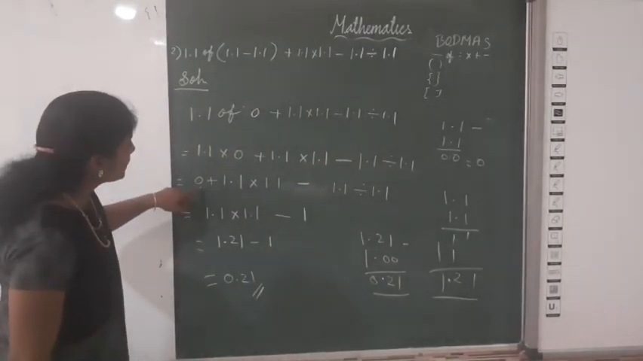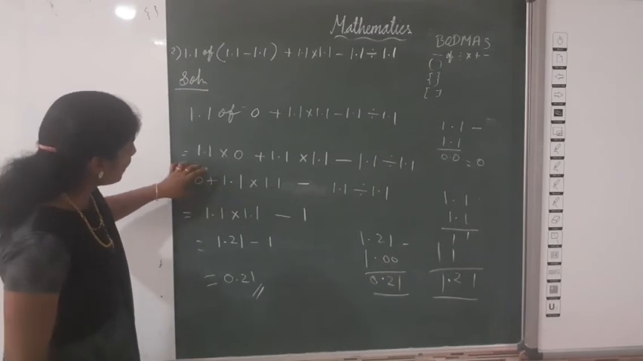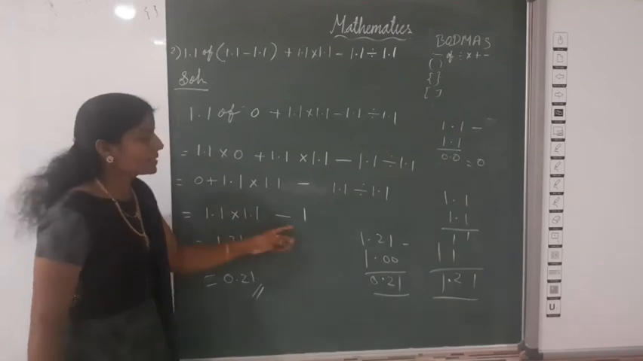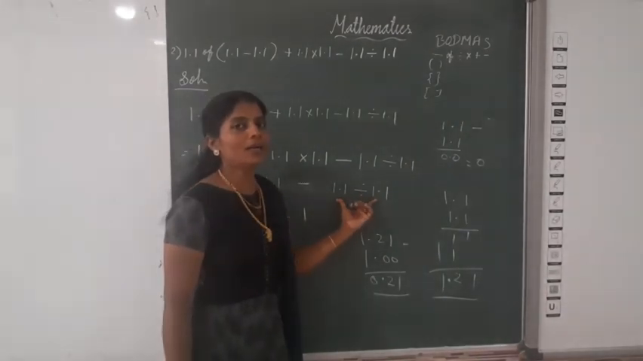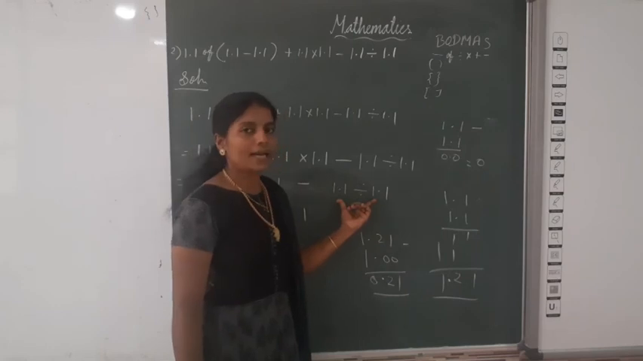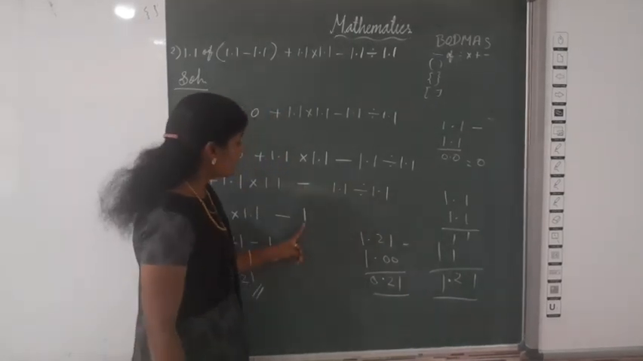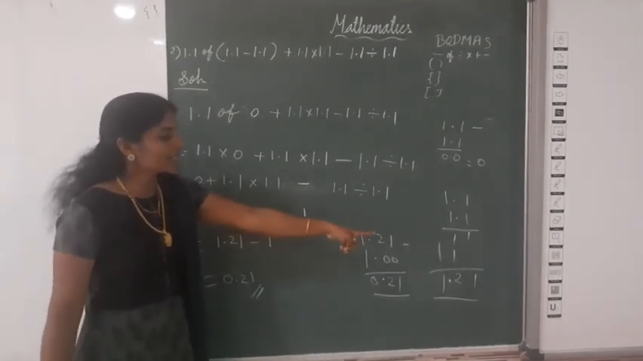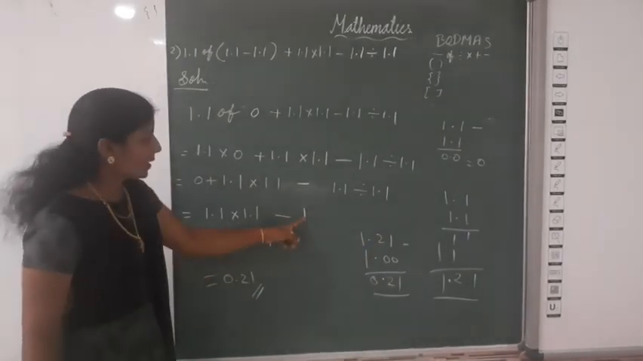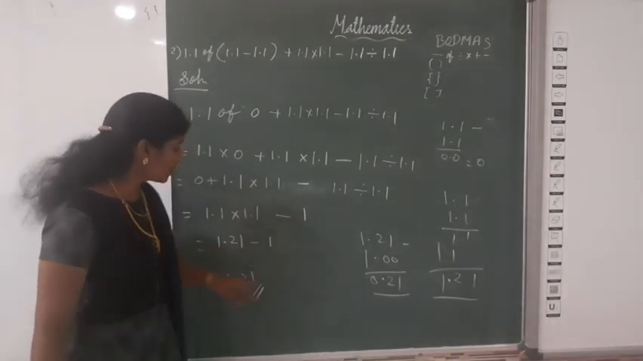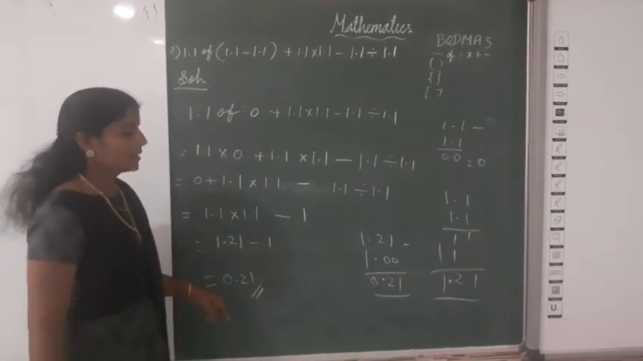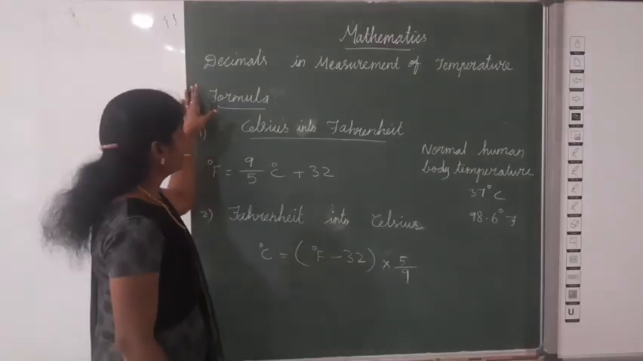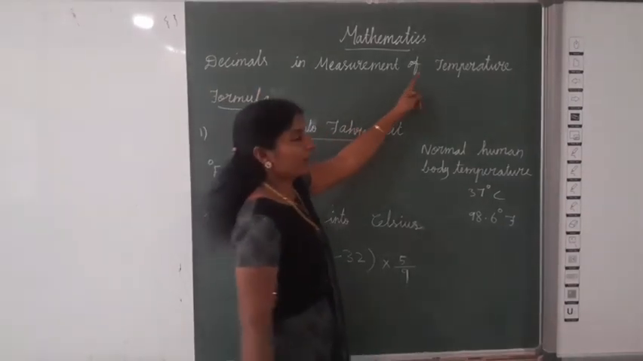Now 0 plus 0, this time we can remove it. So 1.1 into 1.1 minus, we can divide these two numbers. Any number divided by that number itself, the answer is always 1. So this is 1. Now we can multiply 1.1 into 1.1, that answer is 1.21 minus 1. 1.21 minus 1 is equal to 0.21. So this answer is 0.21.